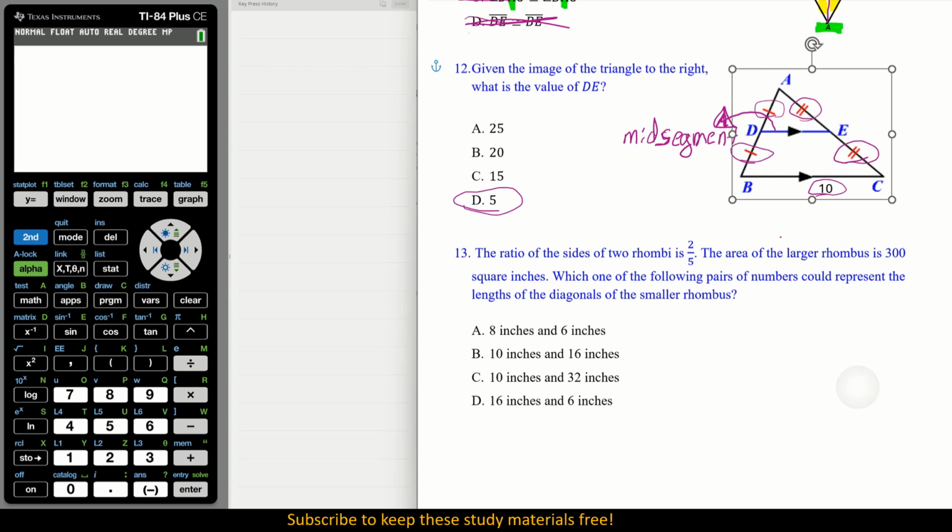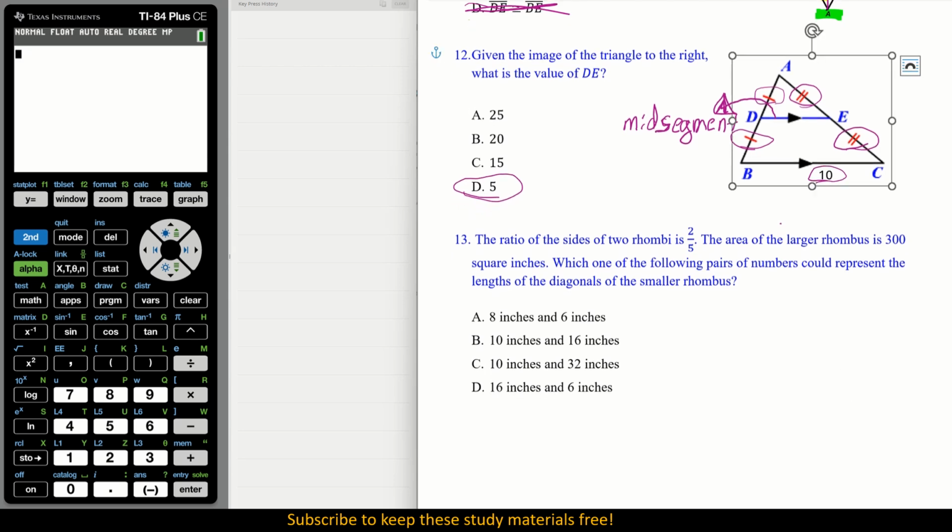Okay. Right. There's going to be a little bit more to this one, looks like. The ratio of the sides of two rhombi is 2 to 5. Okay, now that is one dimensional when they said side. So we know that we have a 1D situation that is the actual value of our K ratio. Okay, the area of the larger rhombus is 300 square inches. Which one of the following pairs of numbers could represent the lengths of the diagonals of the smaller rhombus?